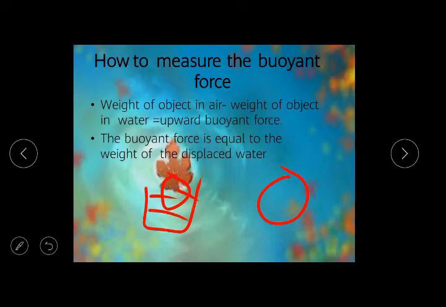The buoyant force is equal to the weight of the displaced water. Or you can measure like this: you put some object in water and the water level will increase. You measure that water level and you will get the buoyant force.